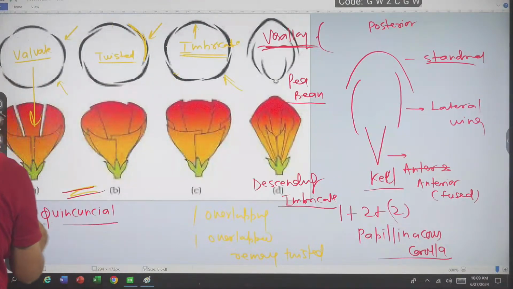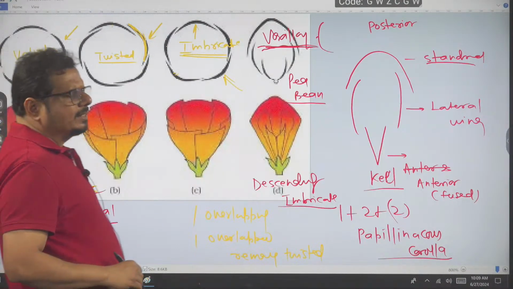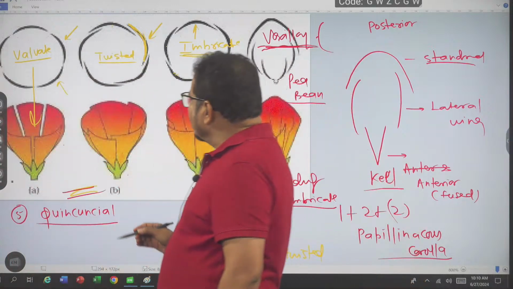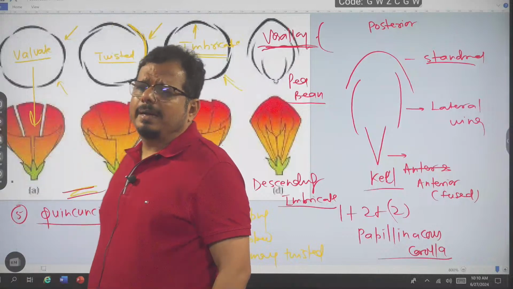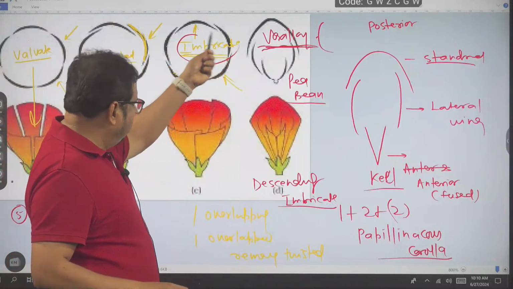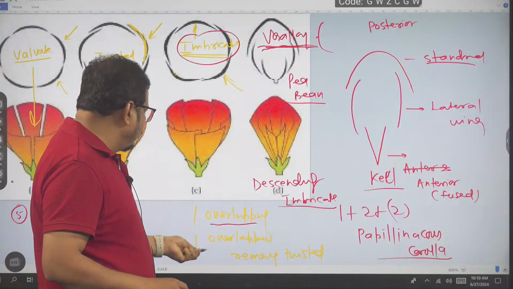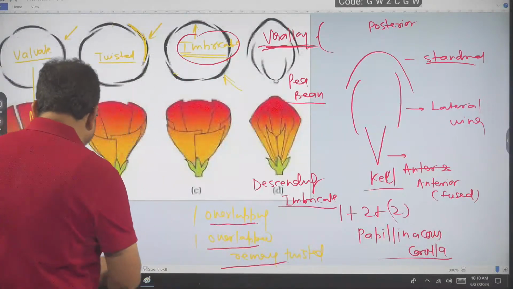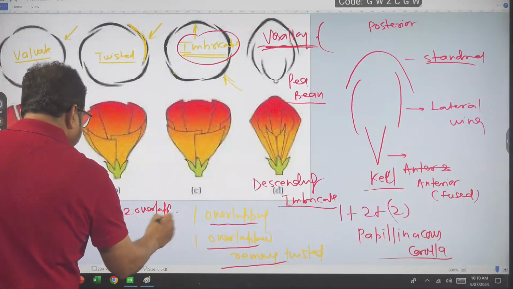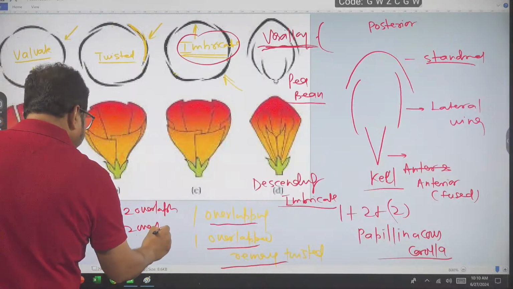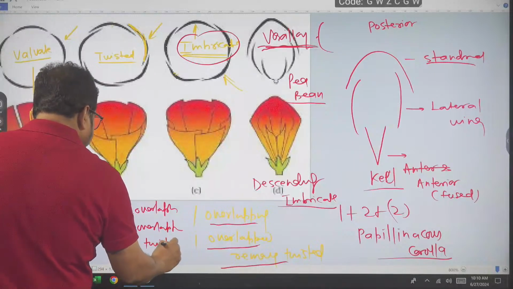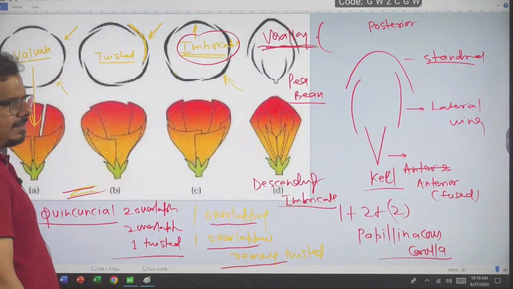One more type of aestivation is given in the lab manual, and I am writing the fifth type: quinquecostate. It is given in the laboratory manual. So in quinquecostate, what happens? Two overlapping, two overlapped, one twisted. How is it different from imbricate? In imbricate, one overlapping, one overlapped, the rest twisted. Here, two overlapping, two overlapped, and one twisted. Such a condition is called quinquincial aestivation.